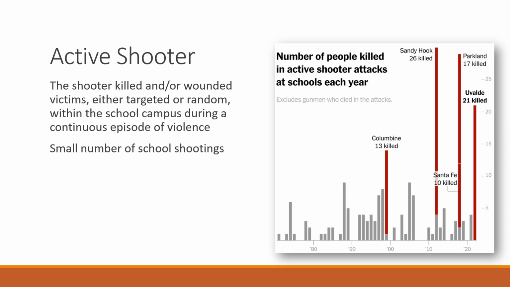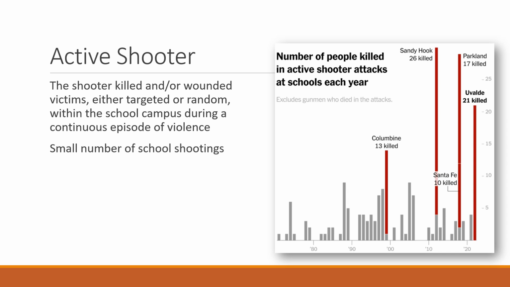For the purposes of our class, because we are focused on school shootings, we are going to use the K-12 school shooting database definition. An active shooter event occurs when a shooter has killed and or wounded victims, either targeted or random, within the school campus during one continuous episode of violence. So this is distinguished from a spree killing, where an individual kills or injures others in different places over time, right? So they'll move from one location to another.